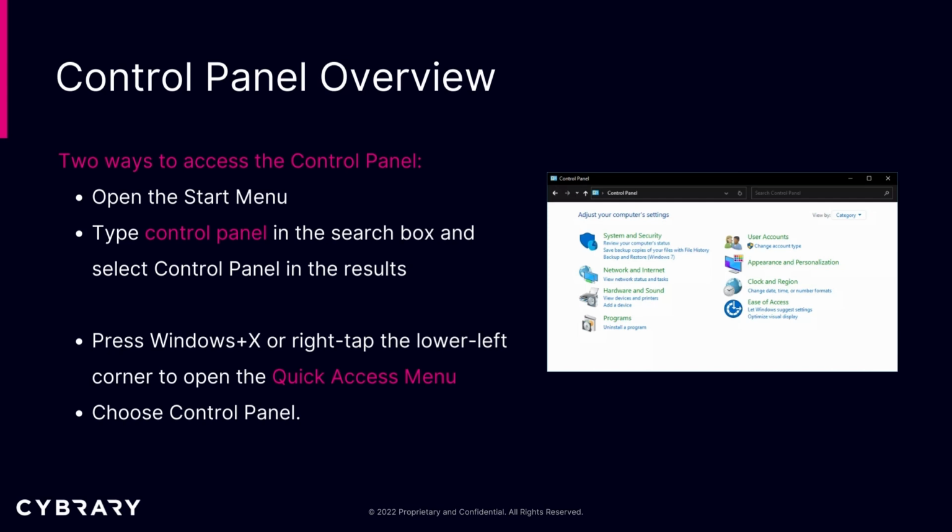So, to access the control panel, you would open up the start menu and type in control panel in the search box. That's one way to reach the control panel. You can press the Windows plus X key, or right click on the lower left corner to open the quick access menu, and you can choose control panel that way as well.